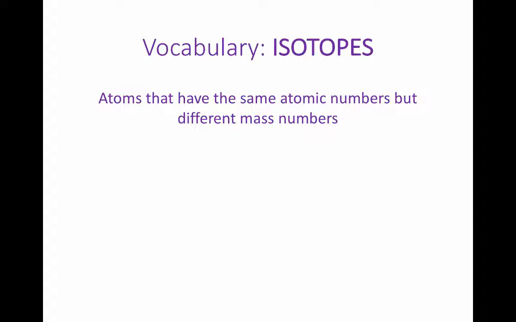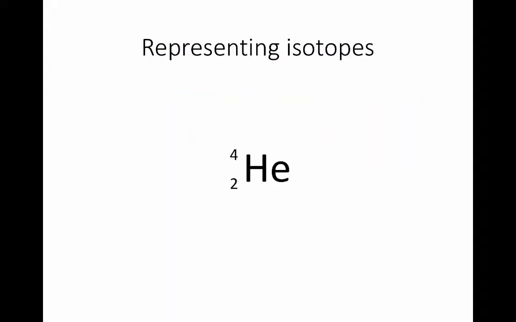So what we're going to learn in the rest of this video is how chemists and also physicists represent different isotopes of a particular element. And we have a specific way of writing things. For example, here is the symbol for helium-4. So you can see this is composed of 3 different parts.